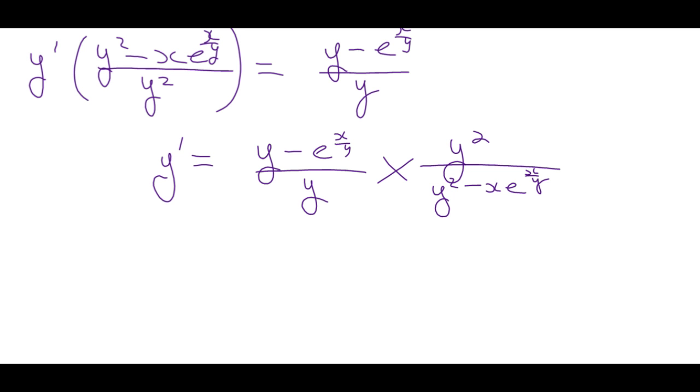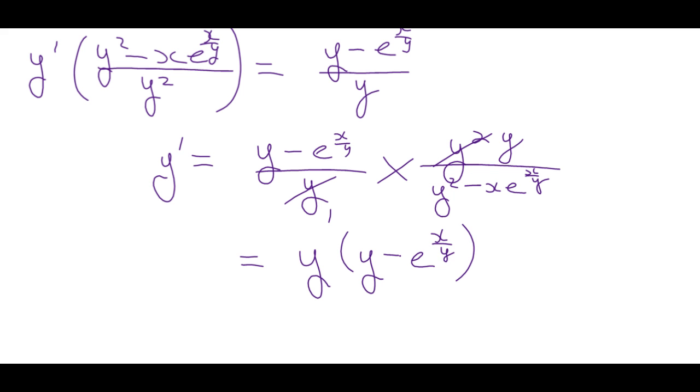Okay, and then what do we get? This y can take this y squared just down to a y. So we get y times y minus e to the x over y over y squared minus x e to the x over y.